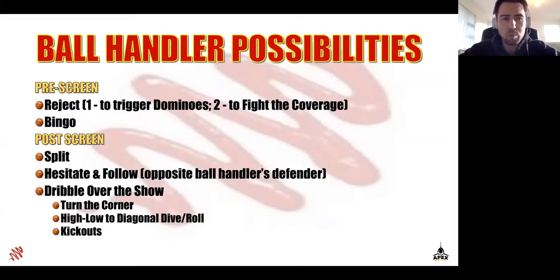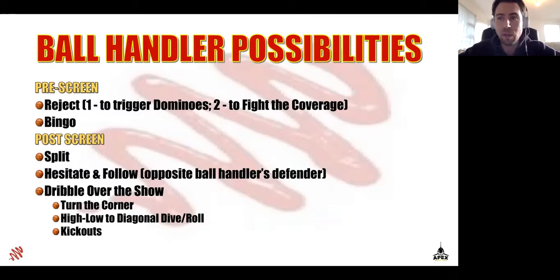All right, so prior to the screen, so they've got the ball, the screen's coming, the space prior to the screen, they have the option to reject the screen. Now there's two reasons they might reject the screen. One is to trigger dominoes, so they're thinking score or to put the defense in rotation. But the other one is to fight the coverage. This is their setup so that they get separation from their defender.